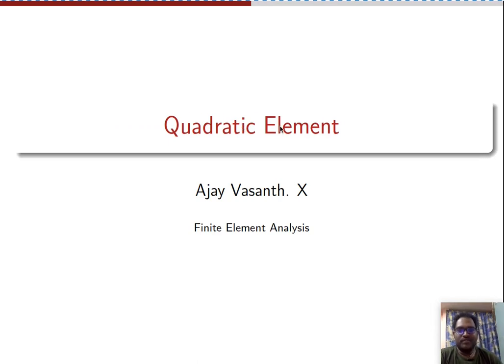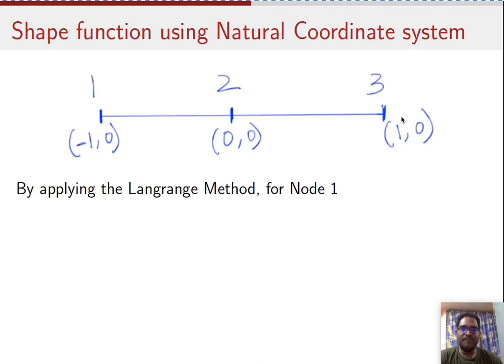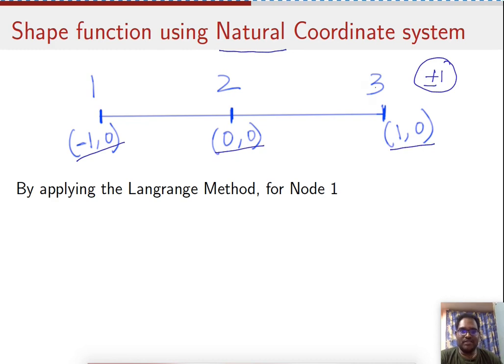Hi all. So in this particular video, we'll try to find out the shape functions of an element called a quadratic element. Now this is the same element that we have taken into consideration. You will be able to find that it falls under the category of natural coordinate system because if you look into all the axes, it is -1 and 0, 0 and 0, and 1 and 0. So basically, we have ensured that this plus or minus 1 has not been crossed. So this falls under the category of the natural coordinate system.